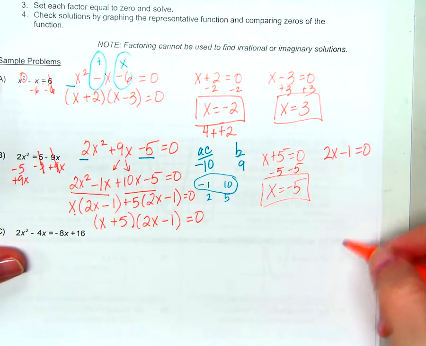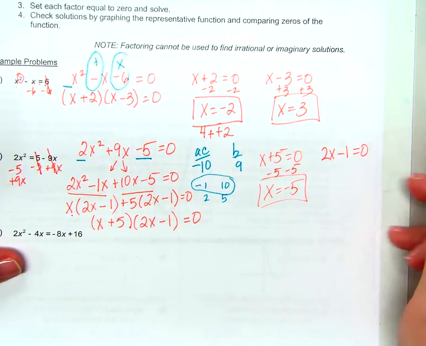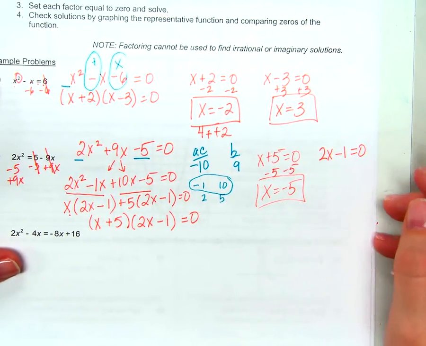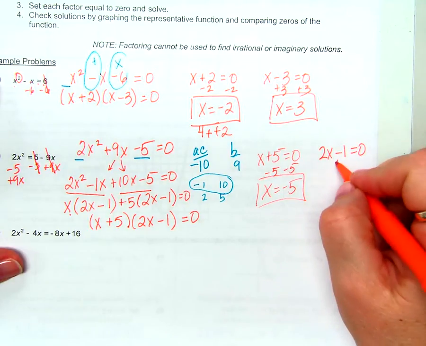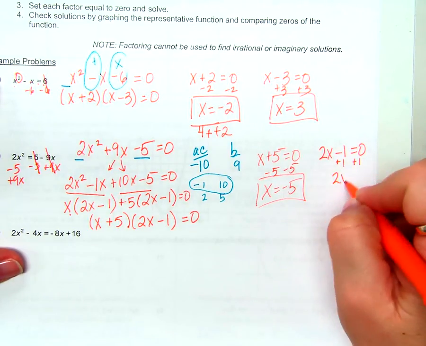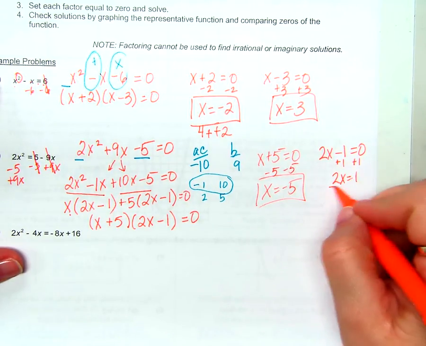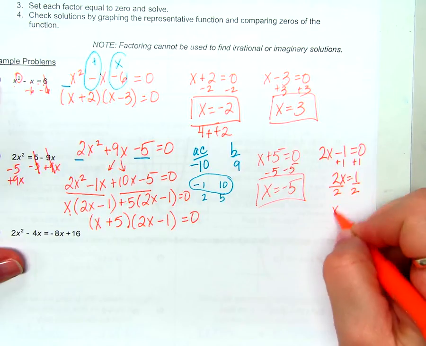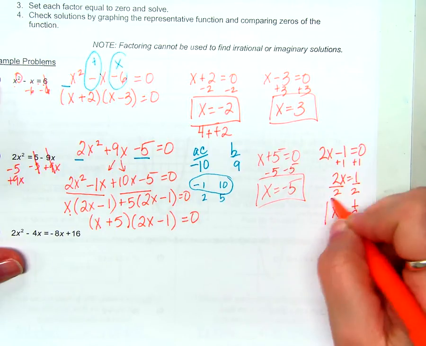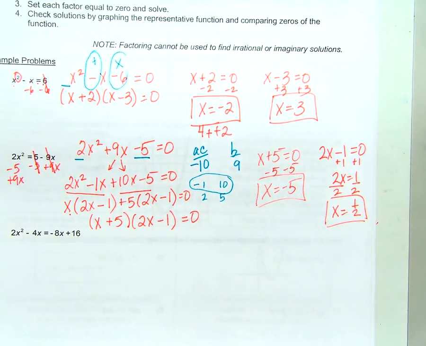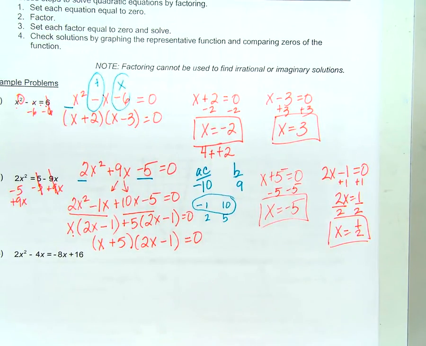Right? Oh, this is a negative 1. It should just be a positive 1, right? If I add 1 to both sides, I get 2x equals 1, and then I have to divide by 2, giving me a half. So do you see how it works sometimes, but not all the time? So be super careful about that. That's not a shortcut that works every time.